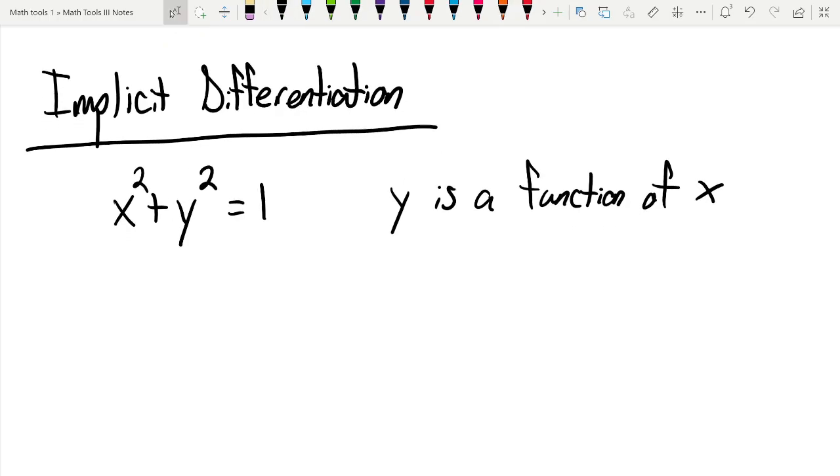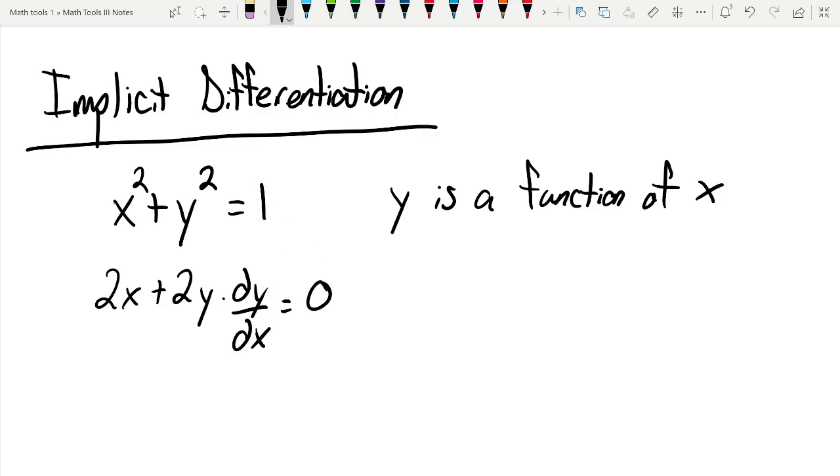So if we wanted to find dy dx, we would differentiate both sides, employing implicit differentiation if we needed to. So we're differentiating with respect to x. The derivative of x squared with respect to x is just 2x. The derivative of y squared with respect to x is 2y times dy dx. And then the derivative of the constant is still 0. So ultimately, we would solve for dy dx here, and we would get that it's equal to negative x over y.